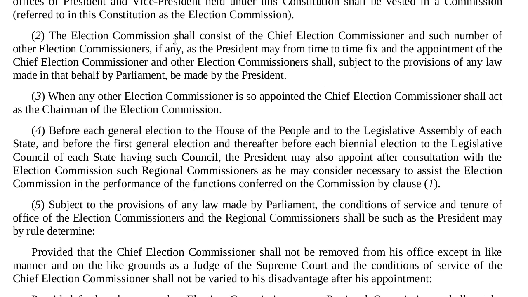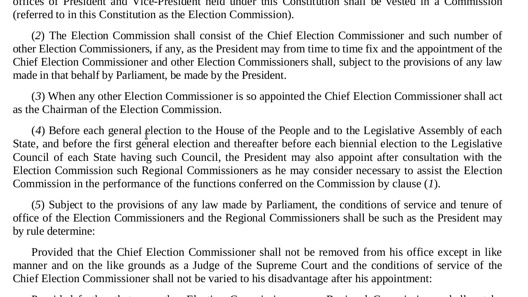2. The Election Commission shall consist of the Chief Election Commissioner and such number of other Election Commissioners, if any, as the President may from time to time fix, and the appointment of the Chief Election Commissioner and other Election Commissioners shall, subject to the provisions of any law made in that behalf by Parliament, be made by the President. 3. When any other Election Commissioner is so appointed, the Chief Election Commissioner shall act as the Chairman of the Election Commission.